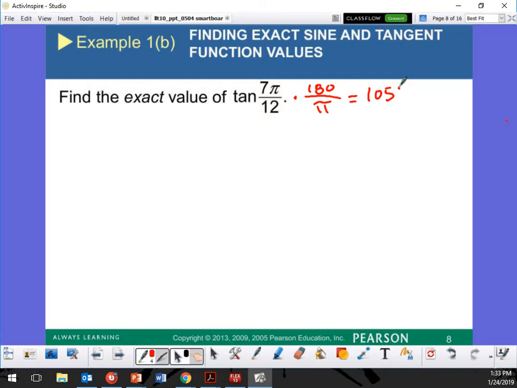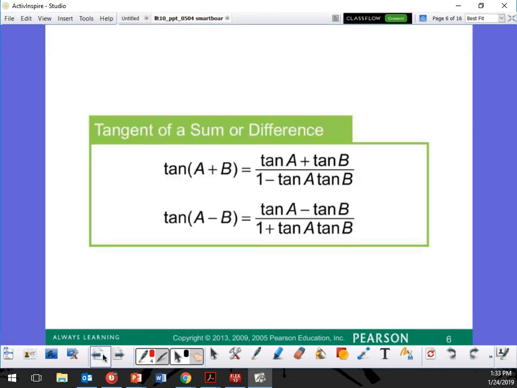So now we know that what two numbers are going to give me 105? 60 and 45. So tangent of 60 plus 45. So now, this is a plus. Here's my A. Here's my B. Since it's a plus sign, it's going to be tan A plus tan B over 1 minus tan A tan B.